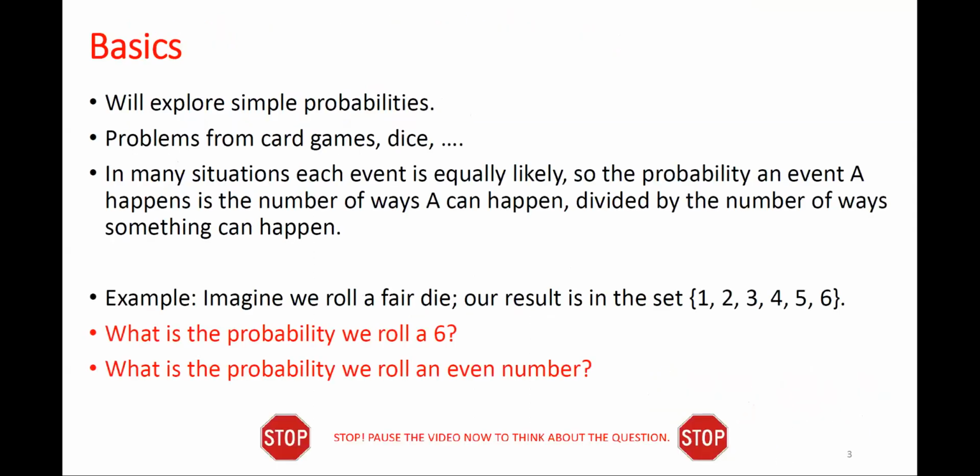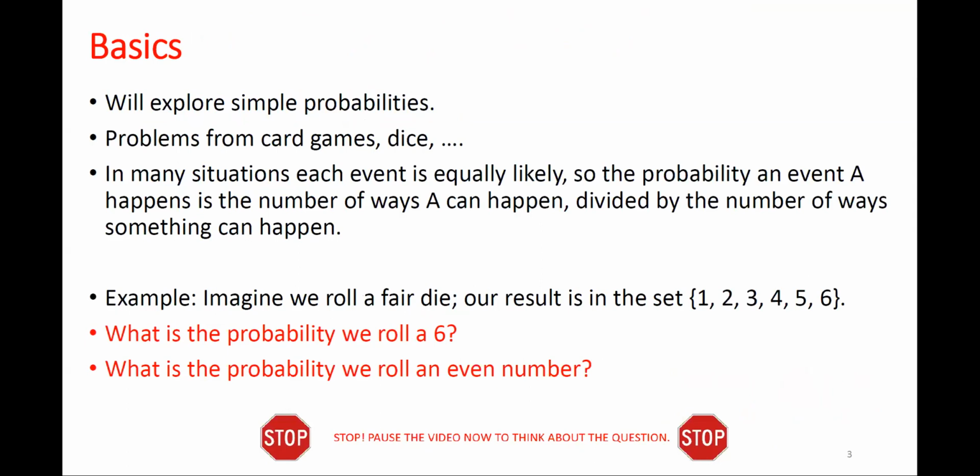So, some basics of probability. We're going to choose problems mostly from card games or from dice. And what do we mean by probability? When you hear the phrase probability, you should be thinking of the odds of something happening. Percentage is a great thing: what percent of the time does this happen? In many situations, each event is equally likely. In a situation like that, it's very easy to figure out the probability that something can happen. You just look at the number of ways your event can happen, and you divide it by the number of ways that something can happen.